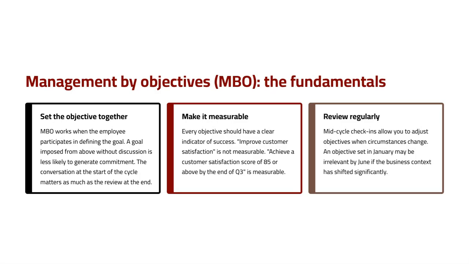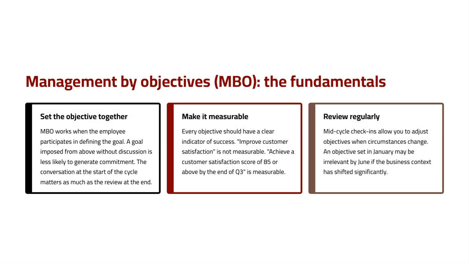Management by objectives, or MBO, is all about collaboration and clarity. First, it's crucial to set the objective together with the employee. When the goal is co-created, there's a stronger sense of ownership and commitment. Goals handed down without discussion often fail to motivate. The initial conversation is just as important as the review at the end of the cycle.